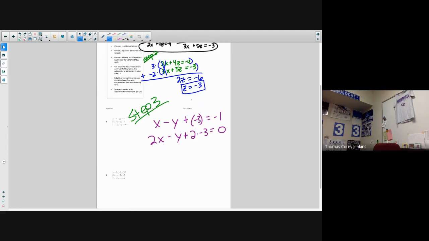Okay, so when we simplify, and I'm running out of room, so I'm just going to rewrite this. It's -3. This is -3 instead of plus -3, and this would be -6. All right, so move those terms over, and then we have x minus y equals -1 plus 3 would be 2. And then we have 2x minus y equals 0 plus 6 is 6.